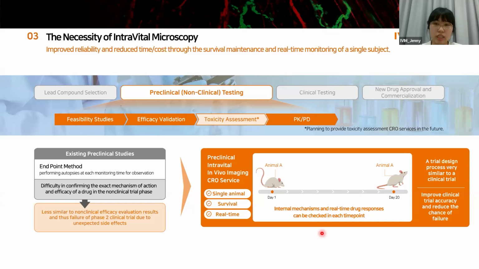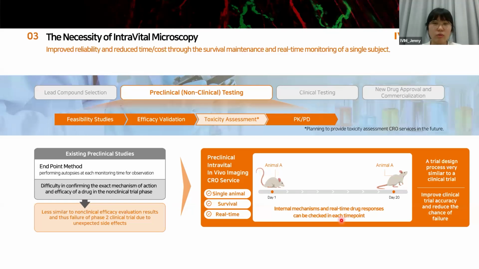It cannot adequately capture the variability of drug responses between individual subjects and falls short in providing a precise understanding of drug distribution or mechanisms of action within the organism or animal. As a result, it becomes difficult to accurately evaluate a drug's efficiency, increasing the likelihood of failure in clinical trials.